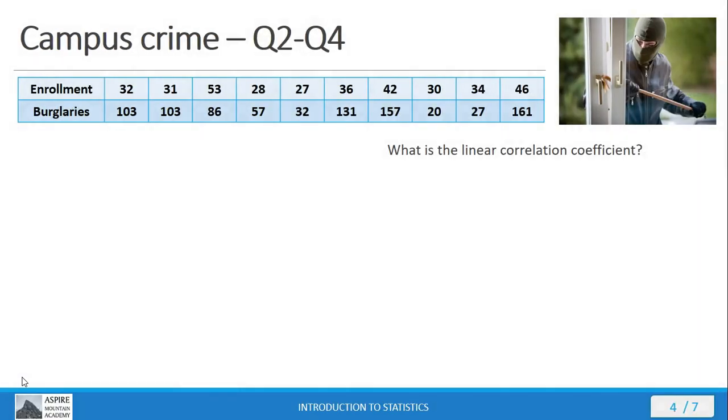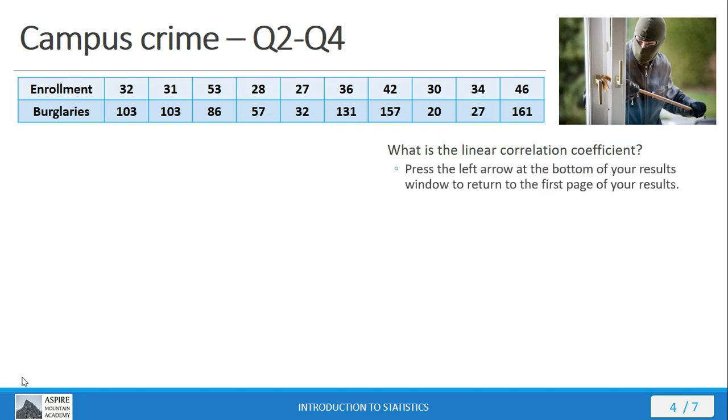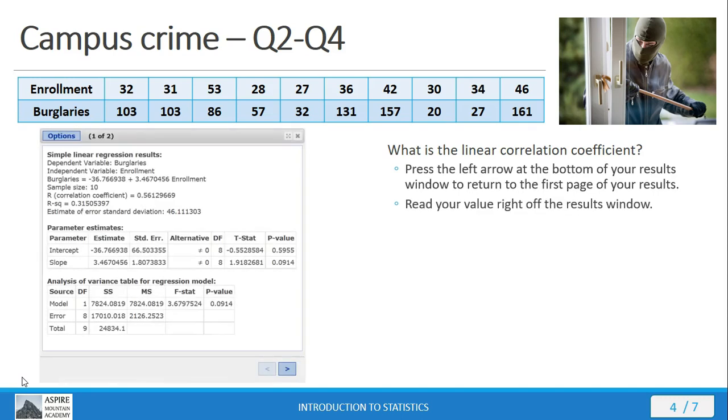Next question was, what is the linear correlation coefficient? Well, we've already done the regression analysis when we made the scatter plot, so you don't have to go through menu options again. Just hit that left arrow on the bottom of your results window. It takes you back to that first page, and it looks something like this. You read the value right off the window. So here is your R value, located here at the top, 0.561.